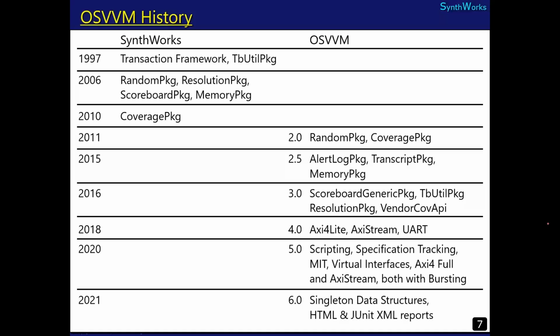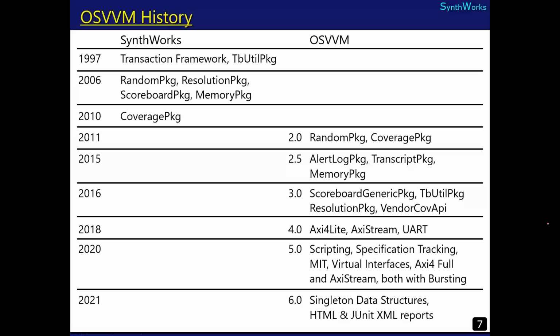In 2018, we started to get serious about adding verification components. 2020, with the shutdown, I normally travel 75,000 miles a year, so suddenly I had this extra time on my hands because we were doing all our training online at this point. So there we got serious about scripting. We added specification tracking. We added the model independent transactions, which we'll see a little bit of today, and virtual transaction interfaces, which we'll see in the next webinar. And we added bursting and other capabilities and evolved.